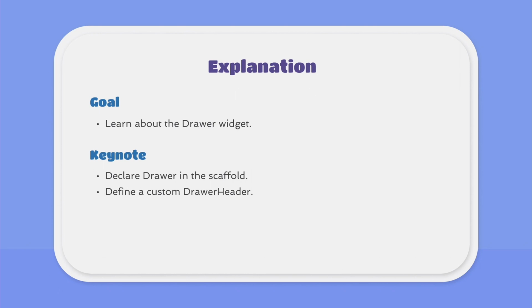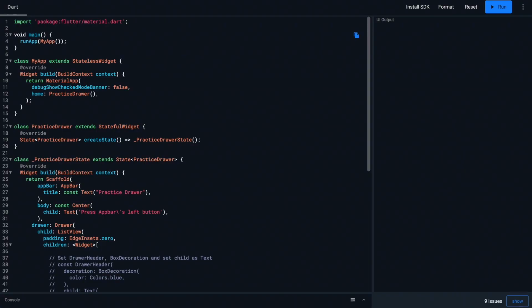In a shopping mall app, we can use the drawer for quick navigation to user profile page or even cart page. We will define a drawer in the scaffold of our home screen. We will also declare our own drawer header. Now, let's get started.